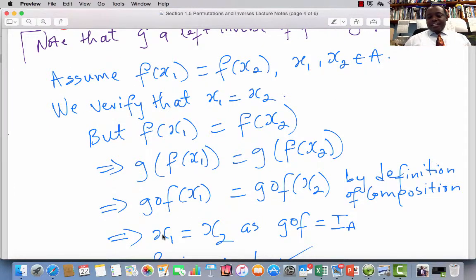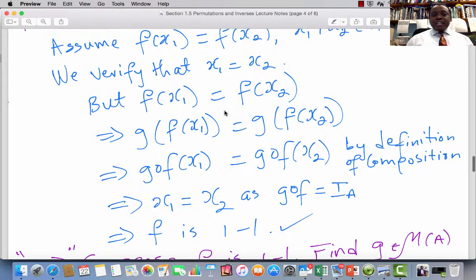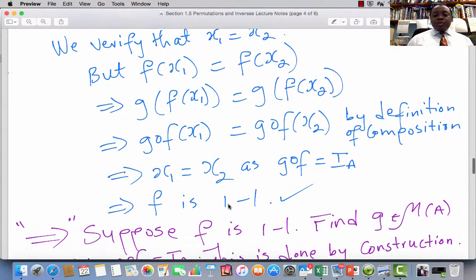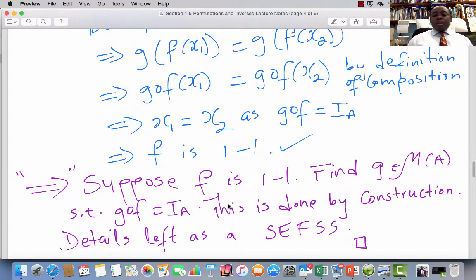X1. So G composed with F of x1 is simply x1, and G composed with F of x2 is simply x2. And that is because G composed with F equals IA, and we know the definition of IA. So we assume that F of x1 equals F of x2, and we have verified that x1 equals x2, and therefore we conclude that F is one-to-one.